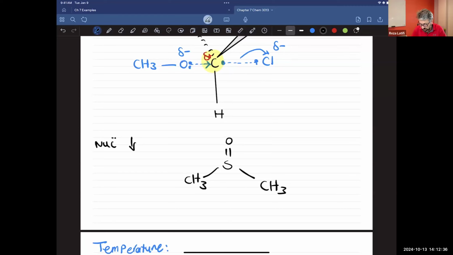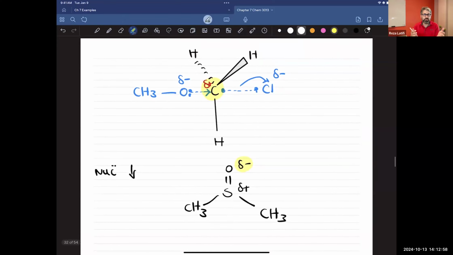Okay, DMSO, it has negative charge here, positive charge there. Can we use the negative charge on oxygen to stabilize the transition state? Again, it's the same issue. The positive charge on carbon is hidden at the center. We cannot really reach it. So I can easily say this: the effect of solvent on stabilizing the transition state is not much.